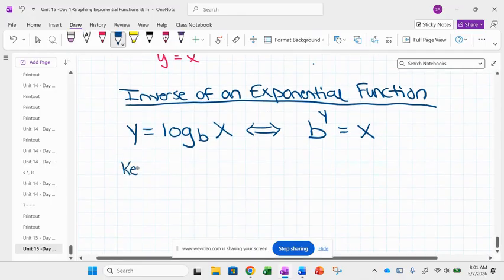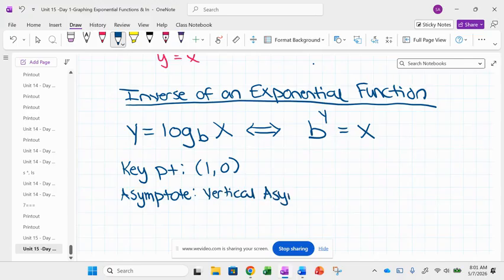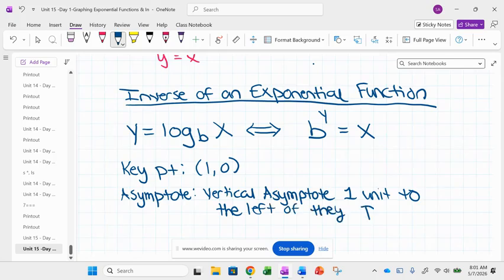Our key point is no longer the point 0, 1, right? Because now it's the inverse. So what's our key point? Not 0, 1, but 1, 0. We have an asymptote, but it's no longer a horizontal asymptote. It's going to be a vertical asymptote, one unit to the left of the key point.